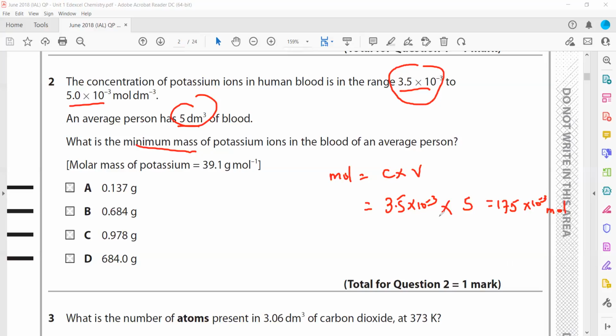After getting these moles, which are the total moles in 5 dm³, we multiply by the molar mass. We have the formula moles equal mass in gram divided by molar mass, so mass equals molar mass multiplied by moles. 39.1 is the molar mass of potassium. When we multiply, we get 0.684. So B will be the right answer for this.